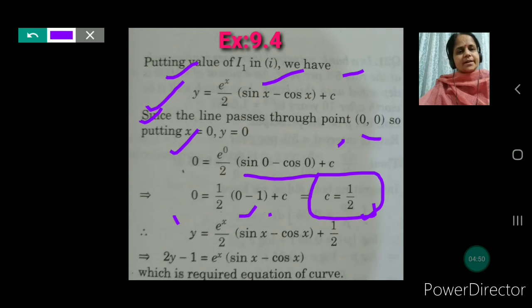And at last write the value of c. So you will get y = e^x/2 (sin x minus cos x) plus 1/2. And now take 2 as LCM. So you will get 2y minus 1 = e^x (sin x minus cos x), which is the required equation of the curve.